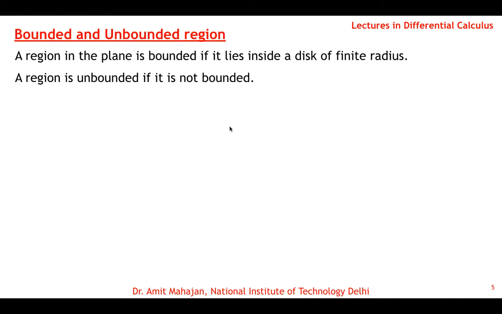The third definition is whether the region is bounded or unbounded. A region in the plane is bounded if it lies inside a disk of finite radius, and it is unbounded if it is not bounded. So any region or domain we will call bounded if you can draw a disk of finite radius such that the complete domain lies inside that disk. It is unbounded if for any disk you draw of any size there are points of the domain outside that disk.